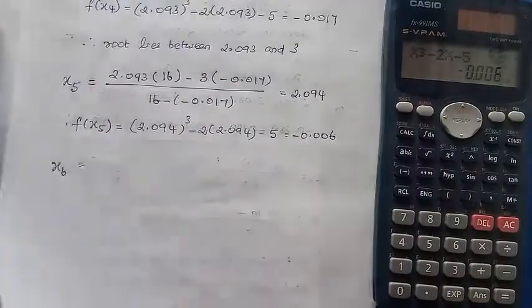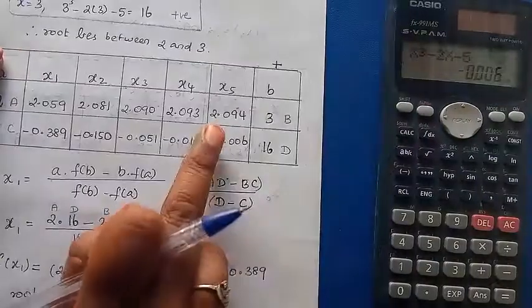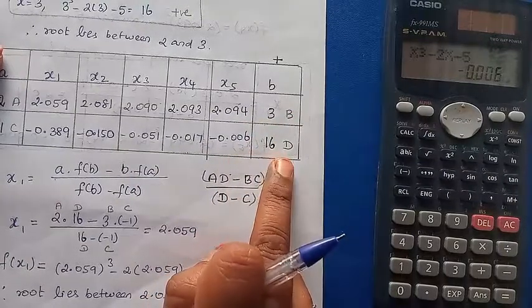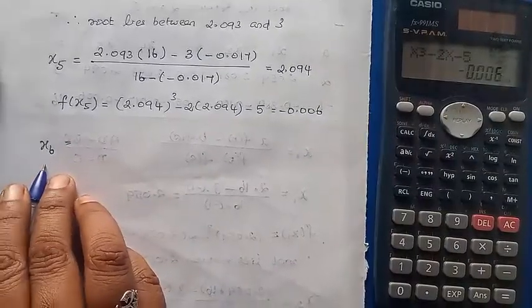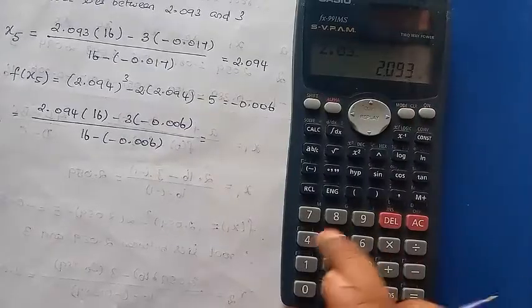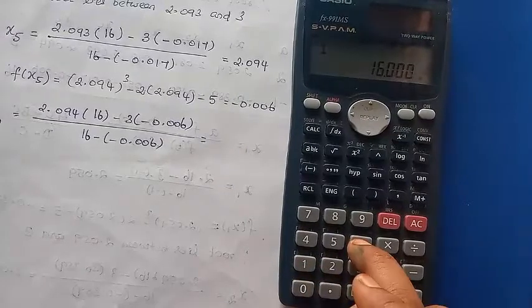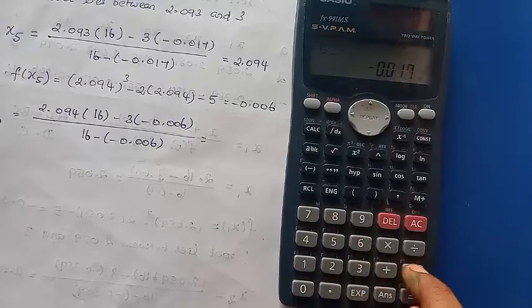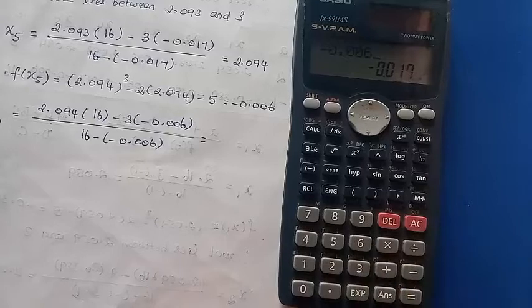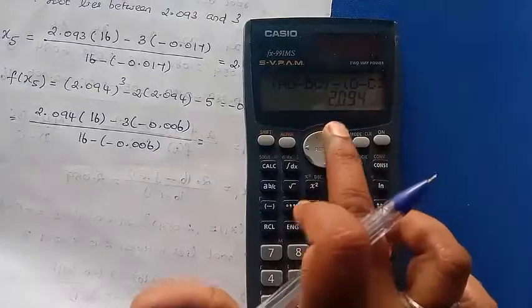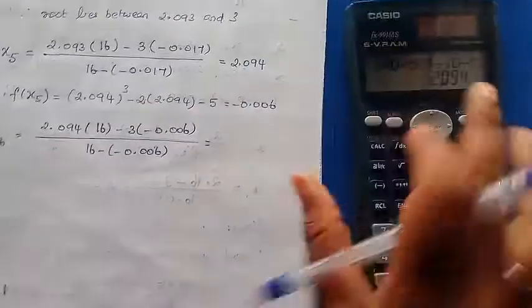x6 equal to. So now the formula is, this is a now, a into f of b minus b into f of a divided by f of b minus f of a. So let me try with the sixth approximated value also. A value is 2.094 equal to, d value is 16 equal to, b value is 3 equal to, c value is minus 0.006 equal to. Now you can see the value is 2.094. It is repeated.